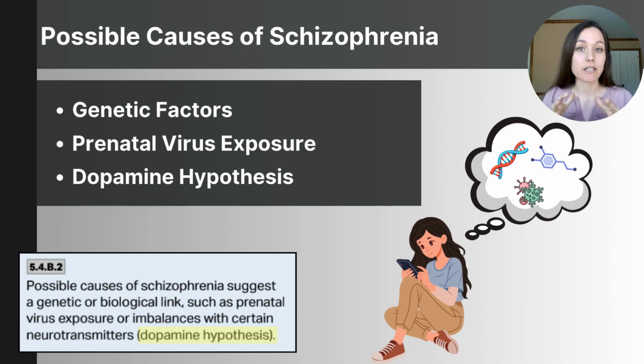Schizophrenia is likely caused by a complex interaction of genetic, biological, and environmental factors. And with ongoing research aimed at better understanding these relationships, psychologists are hopeful that they will know more in the future about the causes of schizophrenia.